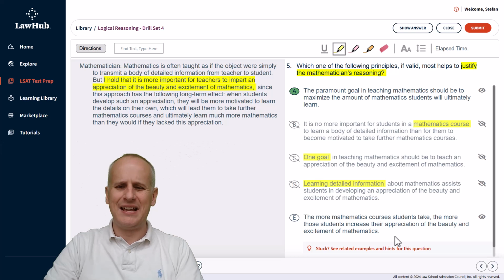And then choice E, the more mathematics courses students take, the more those students increase their appreciation of the beauty and excitement of mathematics. Well, this talks about the volume of the math courses, as opposed to talking about what it is more important for the teachers to do. So again, choice E would require additional information to actually relate back to the mathematician's ultimate conclusion. And of course, if you were actually taking the LSAT with this question, you'd have probably selected A quite a bit ago.